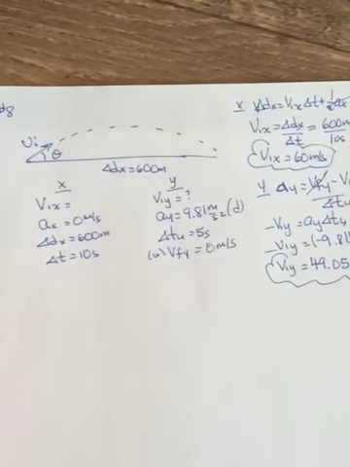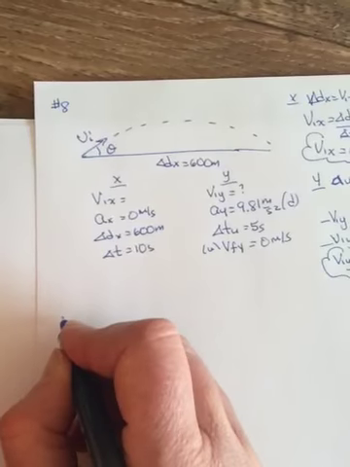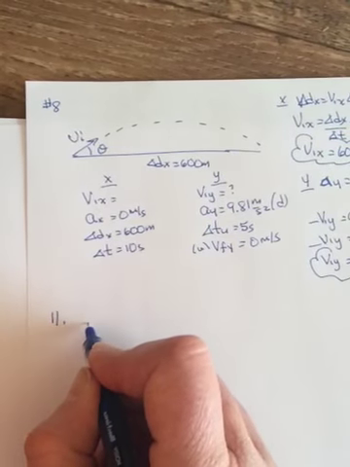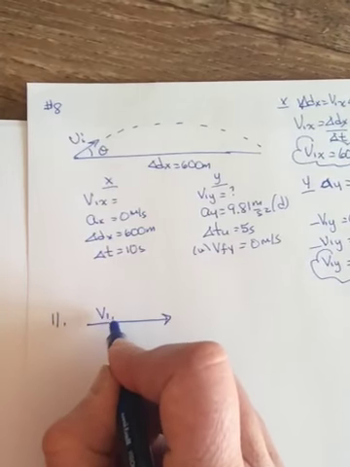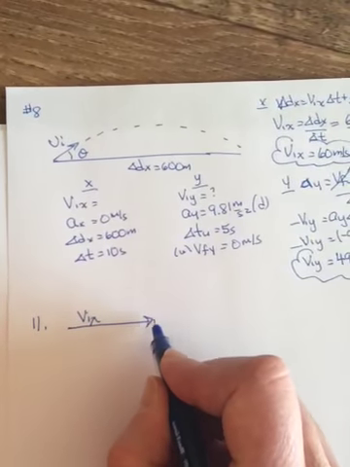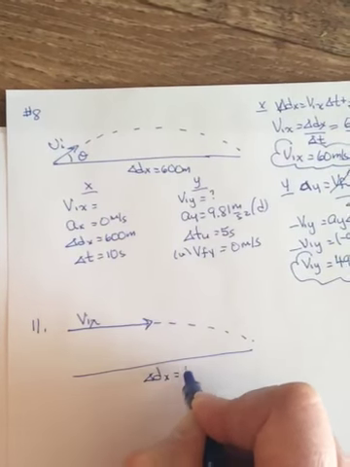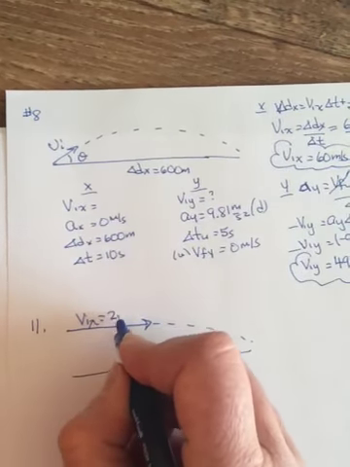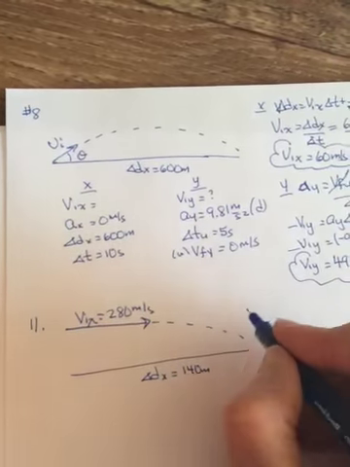Then I also asked you to go down and do number 11 and 12. I skipped a couple because we're only going to get to those today. But 11 is a hunter aims directly at a target. Now that was my hint to tell you it's a horizontal projectile. Aims directly at the target, so there is a vix only, 140 meters away. So delta dx is 140 meters. If the bullet leaves the gun at 280 meters per second, by how much will it miss the target?